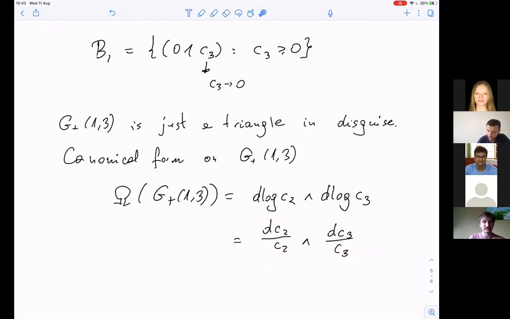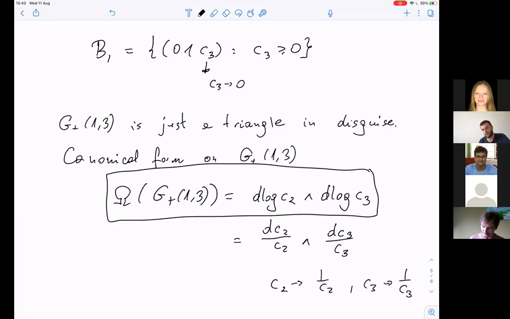Okay, and in order to expose that, you would need to change variables. I don't want to make a mistake now, something like C2 going to 1 over C2 and C3 going to 1 over C3, and you would notice that there is a third boundary there as well. The third singularity of this differential form. Okay, so that's an important statement.